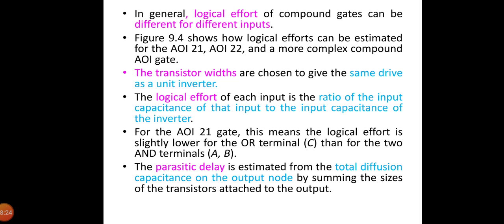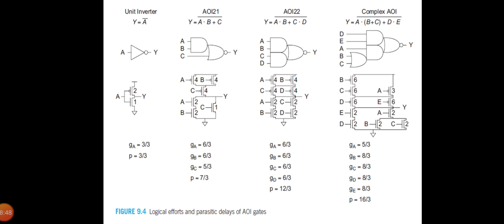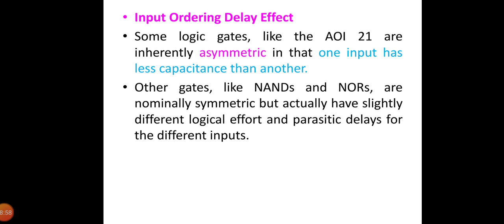The logical effort for each input is the ratio of the input capacitance of that input to the input capacitance of the inverter. For the AOI21 gate, this means that the logical effort is slightly lower for the OR terminal than for the two AND terminals. The parasitic delay is estimated from the total diffusion capacitance on the output node by summing the sizes of the transistors attached to the output. So this diagram shows the logical effort and parasitic delay of AOI gates, that is AND-OR-invert gates.